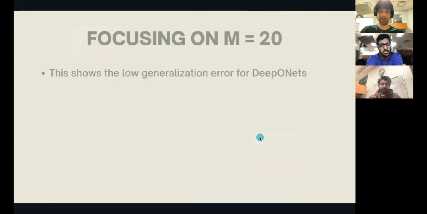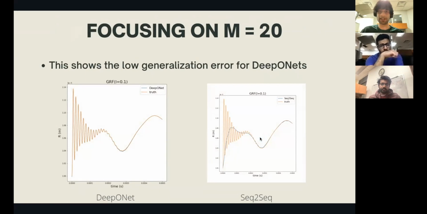Focusing on M equal to 20, which is a sparse data category, since there are very few sensors in this case, it shows how low the generalization error for DeepONet is. Here we can see the DeepONet function, which is the blue line, fits very closely to the truth function, which is the orange line. Whereas in the case of the sequence-to-sequence model, the blue line is just barely fitting the yellow line.